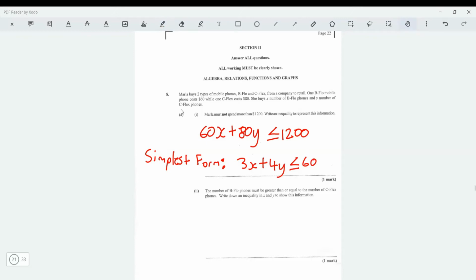Now let's hear what they say right here. They say the number of B-Flow phones, remember, B-Flow phones that she bought is X. So the number of B-Flow phones, X, must be greater than or equal to the C-Flex phones. So it must be greater than or equal to Y. So that's the next inequality. X is greater than or equal to Y. Okay, so good so far.